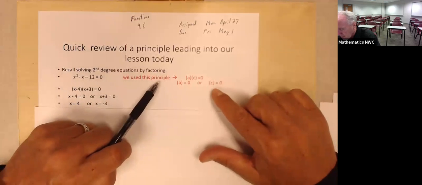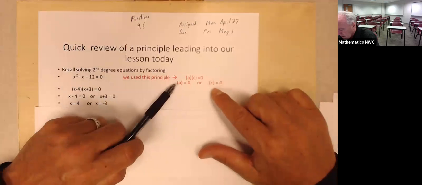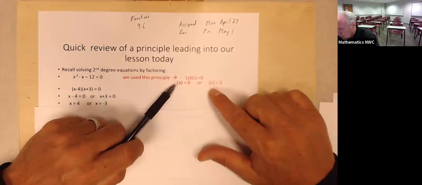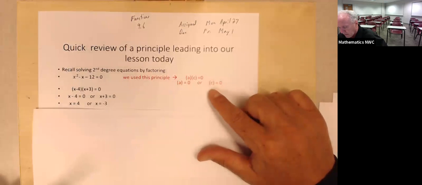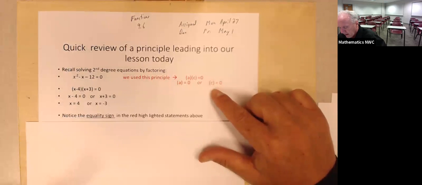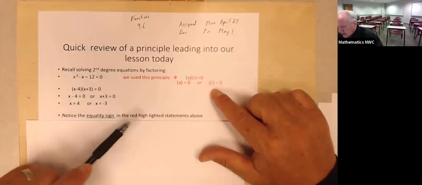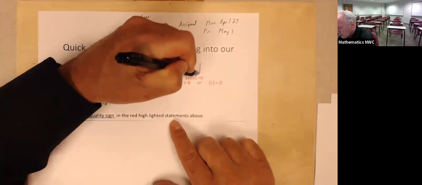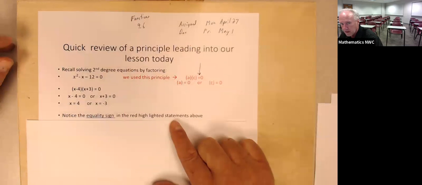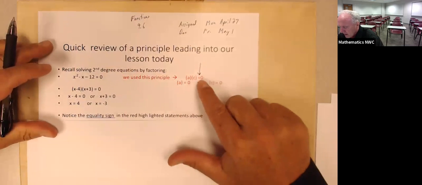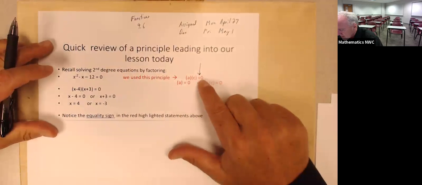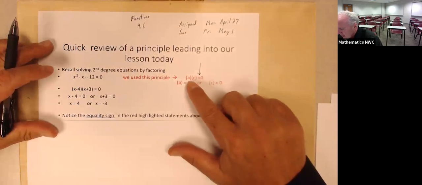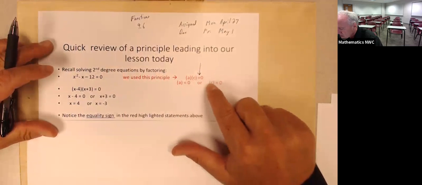Don't lose sight of the principle here, because we're going to do something similar but different today. It's really crucial that you pick that up, okay? Notice this equality sign in the red. What I'm referring to is that equality sign right there. The fact that it was equal to 0, that's how we were able to conclude A has to be 0 or C has to be 0.